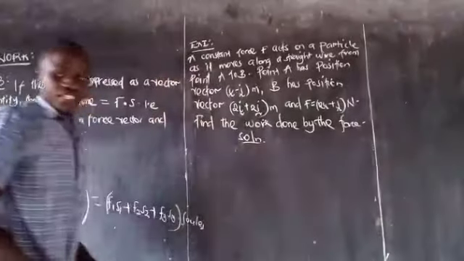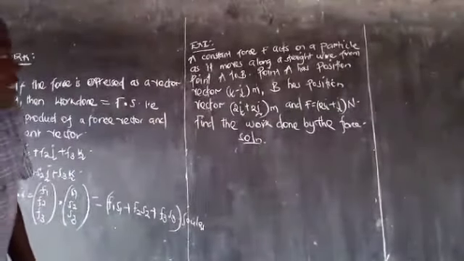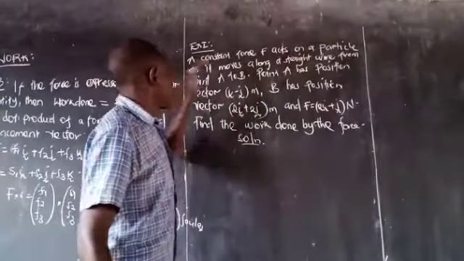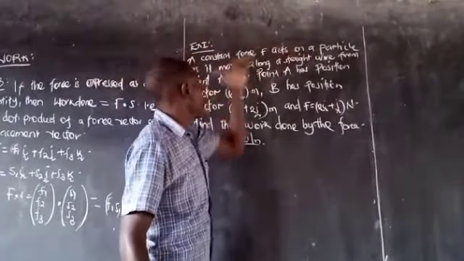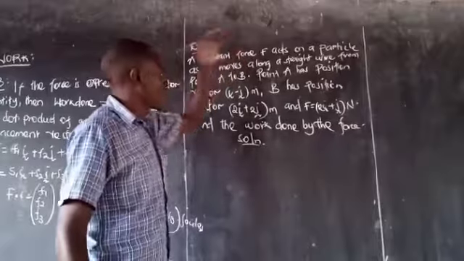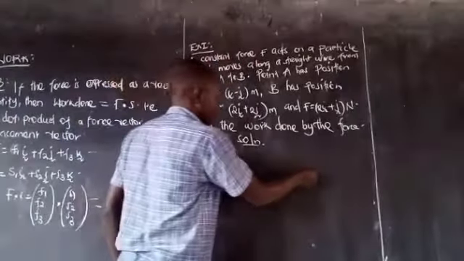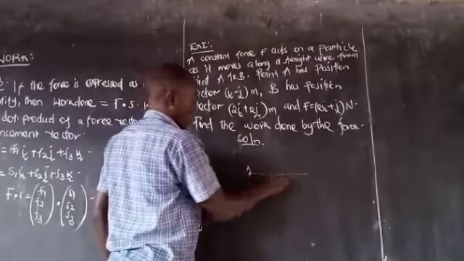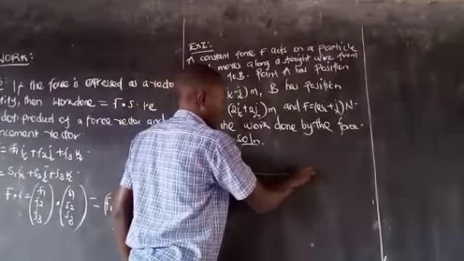We are told that a constant force F acts on a particle as it moves along a straight wire from point A to point B. If I can sketch, there is a force that is causing a particle to move from point A to point B.